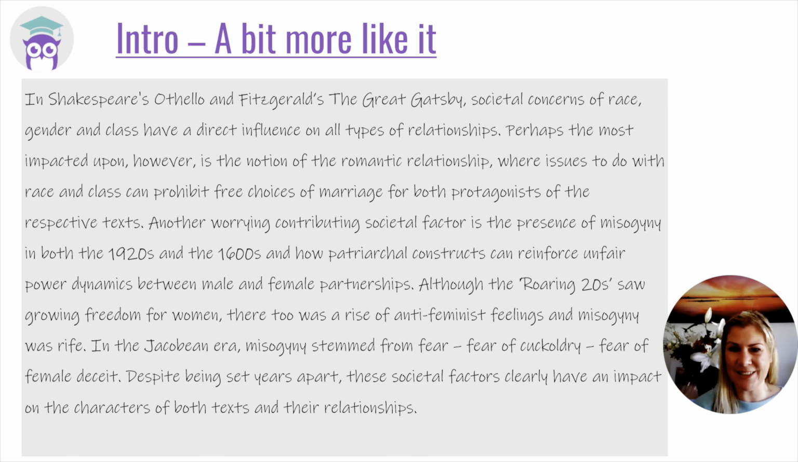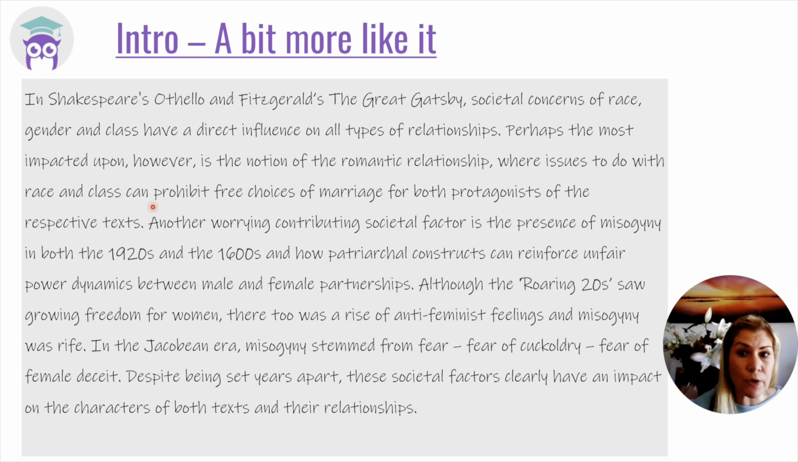You'll notice it's a bit longer. In Shakespeare's Othello and Fitzgerald's Great Gatsby, societal concerns of race, gender and class have a direct influence on all types of relationships. Perhaps the most impacted upon, however, is the notion of the romantic relationship, where issues to do with race and class can prohibit free choices of marriage for both protagonists of the respective texts. Boom!